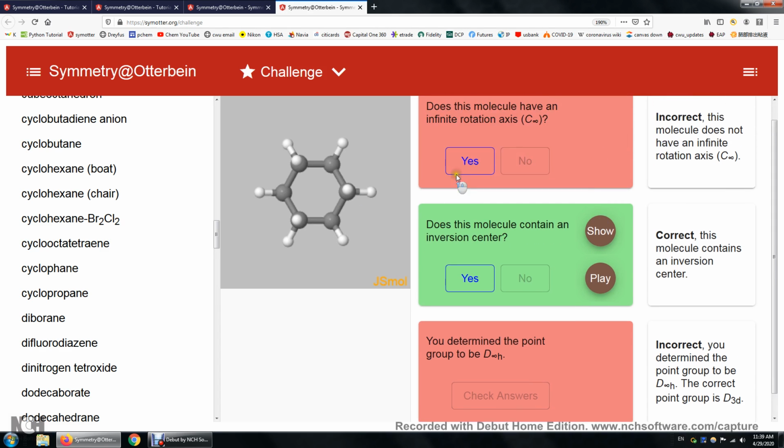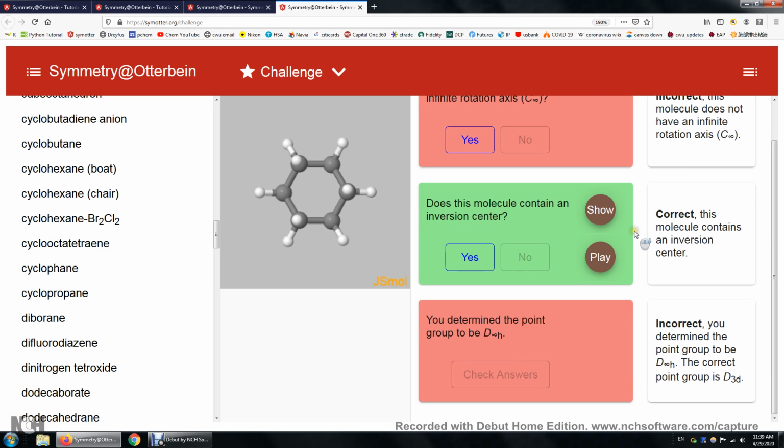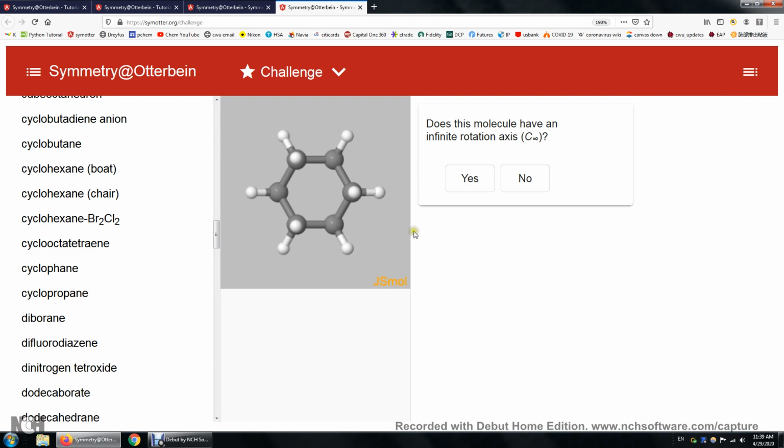Let's get back to this challenge. Cyclohexane. Okay, obviously there's no infinite rotation axis. Again, you only observe C infinity for linear molecules, so I'm going to click no. Does this molecule contain 2 or more unique C3? So I can see 1, perpendicular to the screen. But there's only 1, so I'm going to answer no.